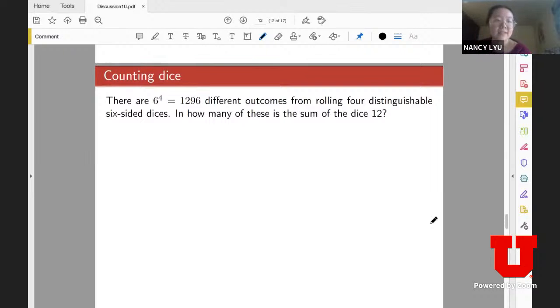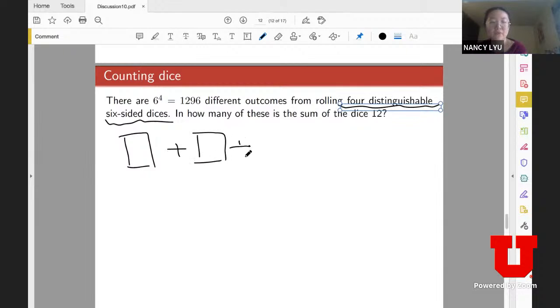The next one is counting dice. There are 6 to the power of 4 equals 1,296 different outcomes from rolling 4 distinguishable 6-sided dice. How many of these have the sum of the dice equal to 12? So we have 4 distinguishable 6-sided dice. Let me just draw 4 boxes here. And we want to make sure that the sum of them equals 12.